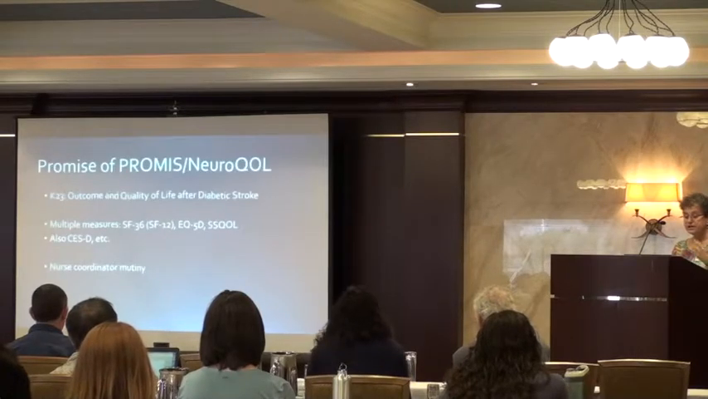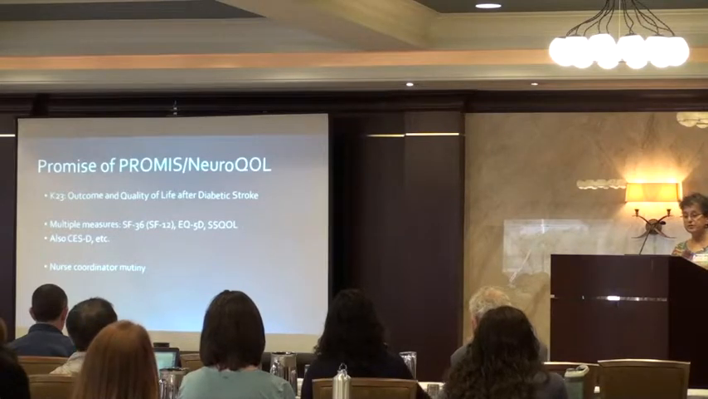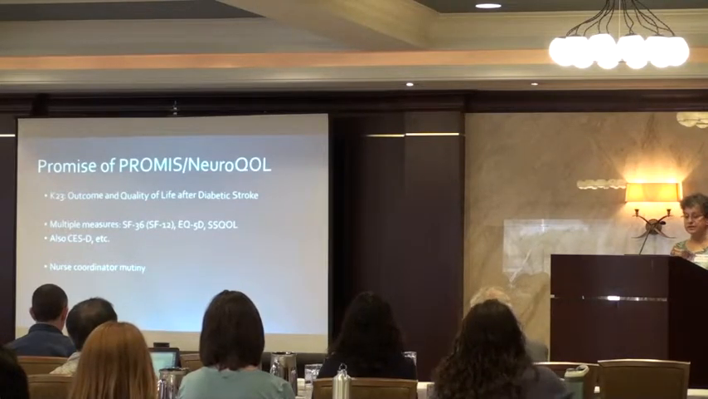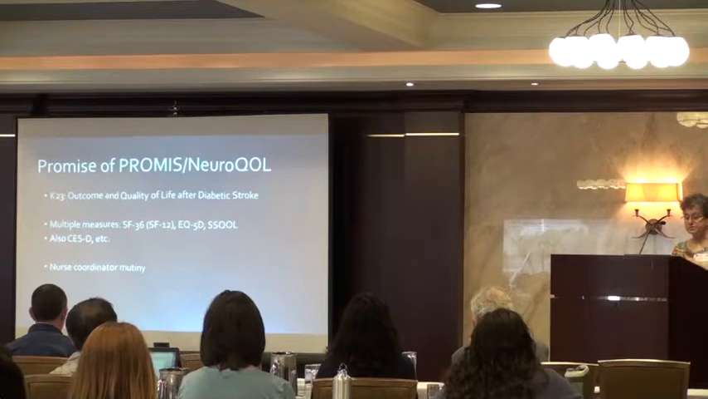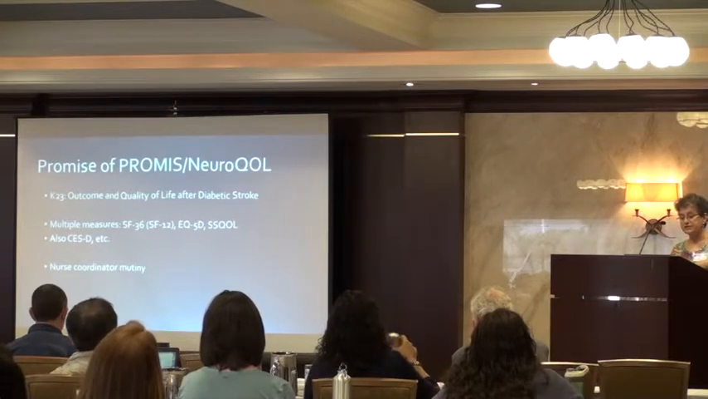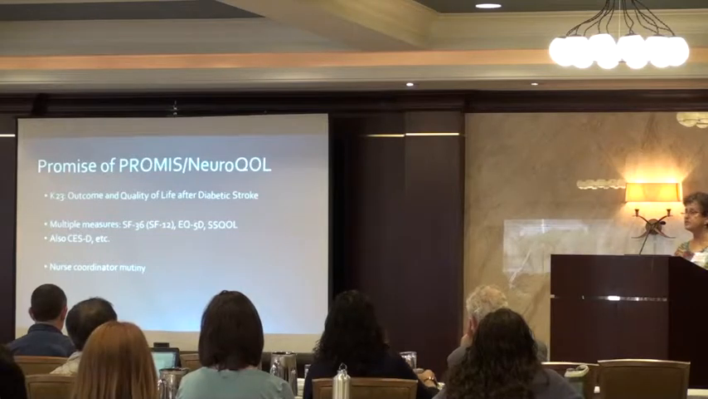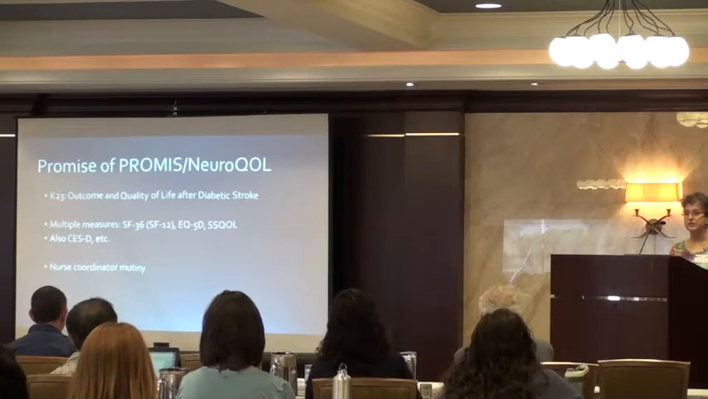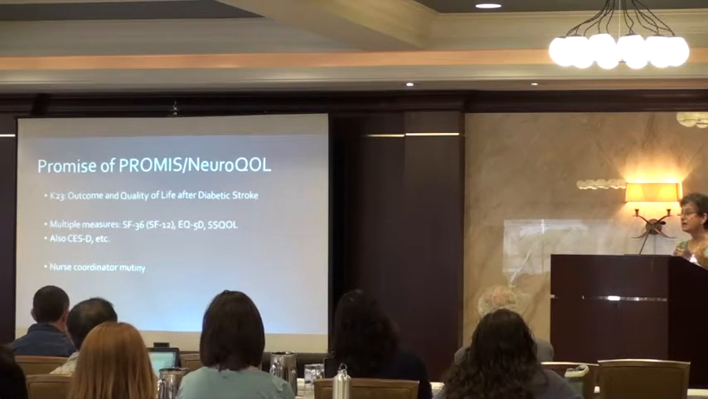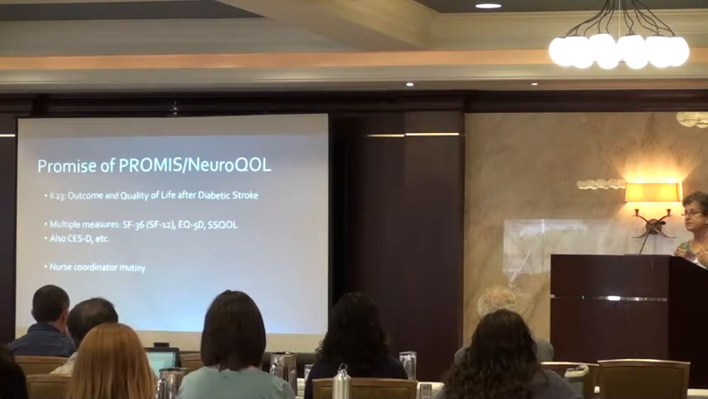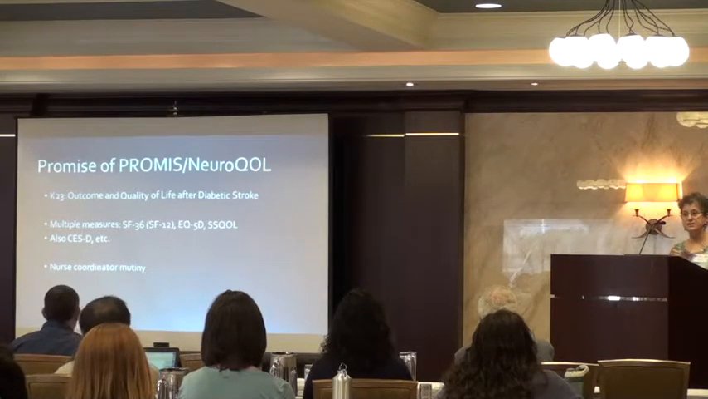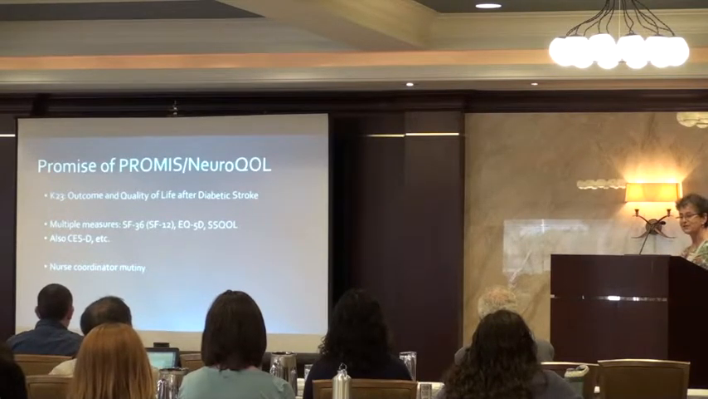And so then he got a K23, and he wanted to look at outcome and quality of life after a diabetic stroke, and he used multiple measures, the SF36, and stroke-specific quality of life, and all sorts of different things. His nurse coordinator mutinied and said, I am not doing all these measures, this takes a long time, the patients are exhausted by the end, and I'm not sure, after you do a whole series of these, if the first one is as valid as the last one.